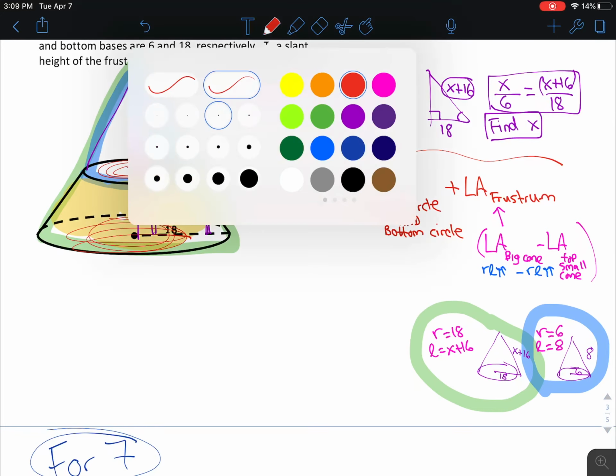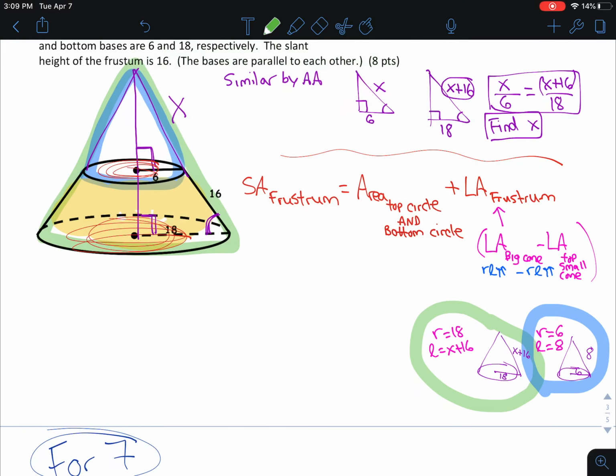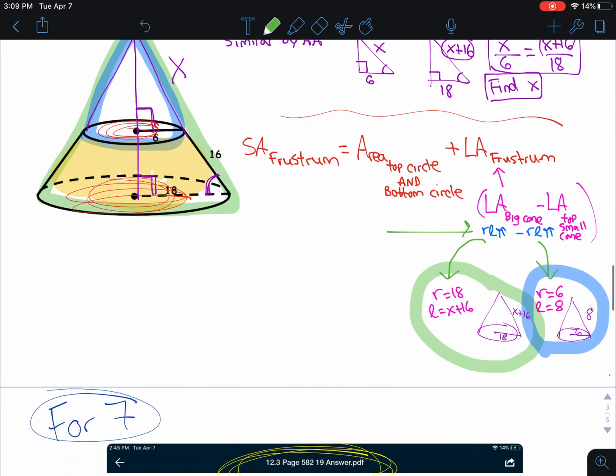So if you look here, this is what this means. Understand that RL is different than this RL. RL, again, in this top cone is 6 and 8. RL in the bigger cone is 18, and then whatever you found for X, add 16 to it, and that would be your L there. And then you just do that subtraction, and then you add it to your area of your top circle and bottom circle. So hopefully that makes sense.